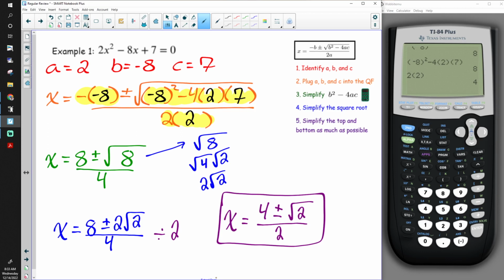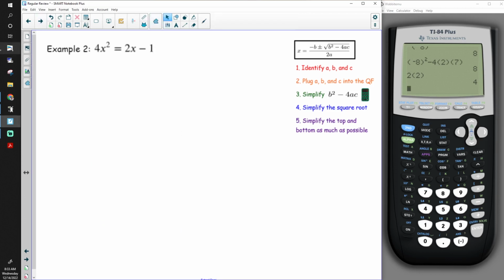Okay, the next one is exactly the same. The only difference is we will have imaginary solutions, but our process is exactly the same. So example 2. 4x squared equals 2x minus 1. How's this one a little different? There's something we need to do before we can even do step 1.